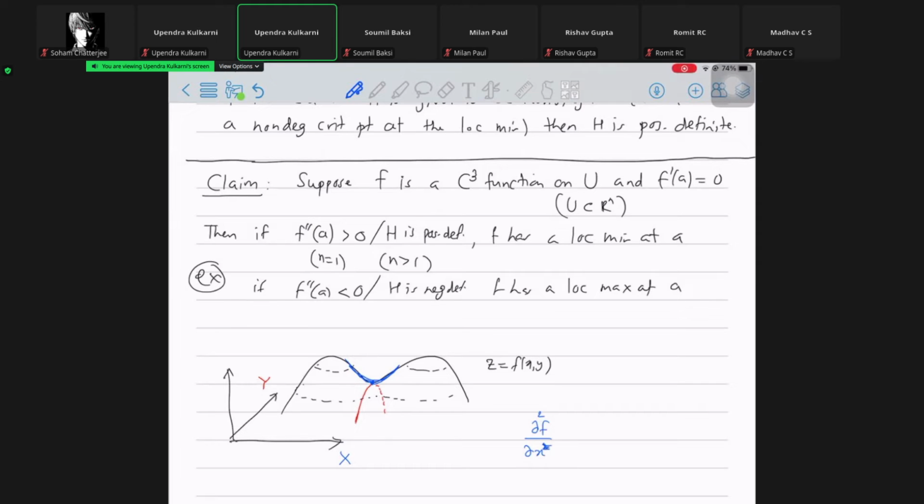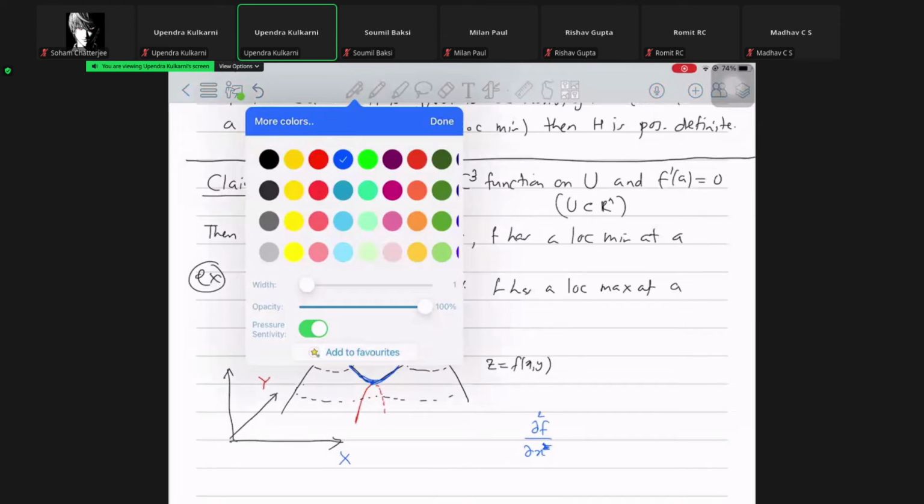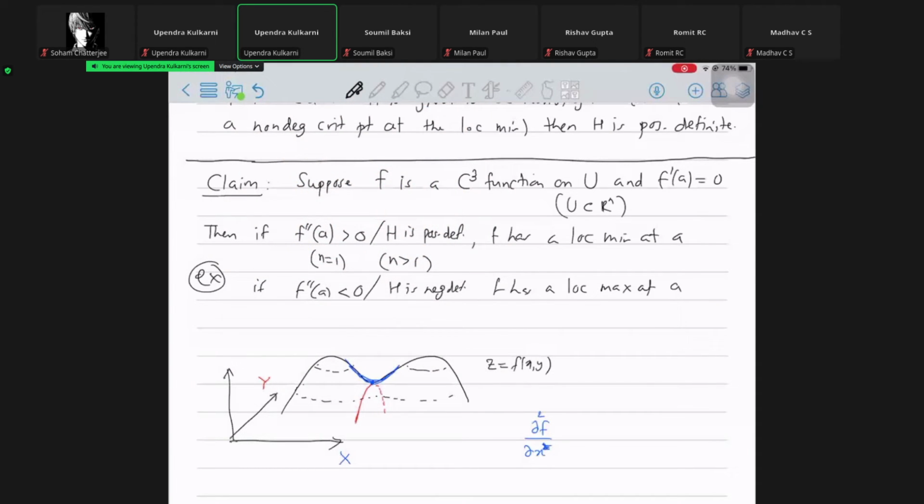Remember when we said du square of f, or dv square of f. So what is happening now is in the x direction. What can you say about the value of this function? Look at the blue curve at a. It's positive. Correct. And if I do it in the other direction, so this is greater than 0.